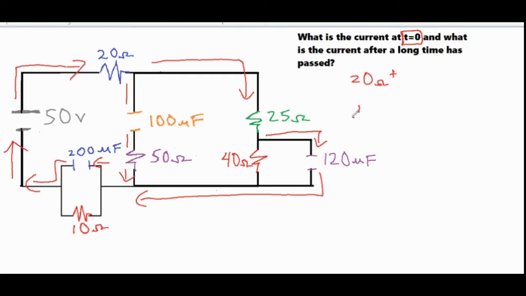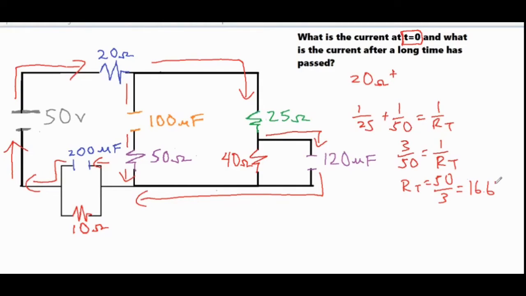We have 1 over 25 plus 1 over 50. So remember, you have to add up the inverses and set it equal to the inverse of RT in order to find our total resistance for that parallel chunk. And then 1 over 25 plus 1 over 50 equals 3 over 50. And then the inverse of that is going to be 50 over 3, 16.67 ohms.